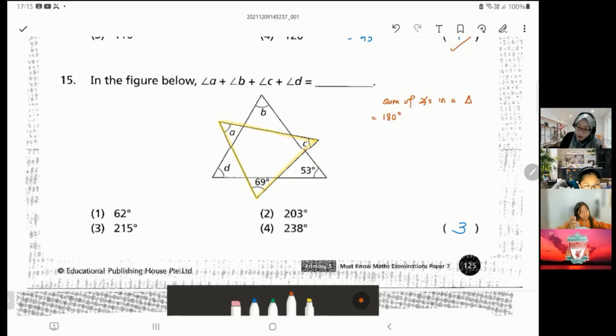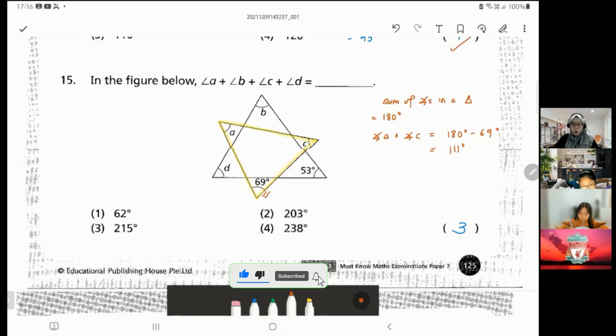In this case, I know the definite one is 69, correct? So if I want to find angle A plus angle C, I would take 180 degrees, take away the 69 degrees, and I get A plus C. Do I have to break it out? I don't have to. I just have to find A plus C together and put it on one side first. So 180 minus 69, I need to find my calculator. Doing it on the spot, by the way. 180 minus 69 is 111 degrees. Am I happy with this? No, it's not settled yet.